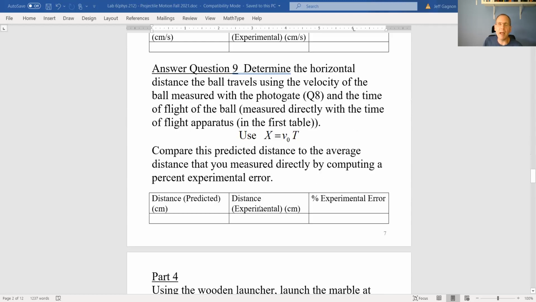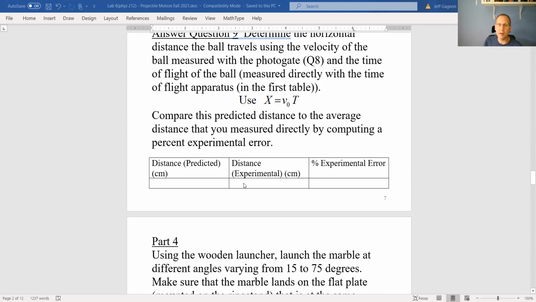And now you want to compare them. So compare these two, hopefully they're fairly close, by computing a percent experimental error. So again, remember, you subtract, take the absolute value, make it positive, and divide by the predicted. We're calling this one, the one you calculated, the predicted. The experimental is just the average from the table. And hopefully you get a fairly small error here.